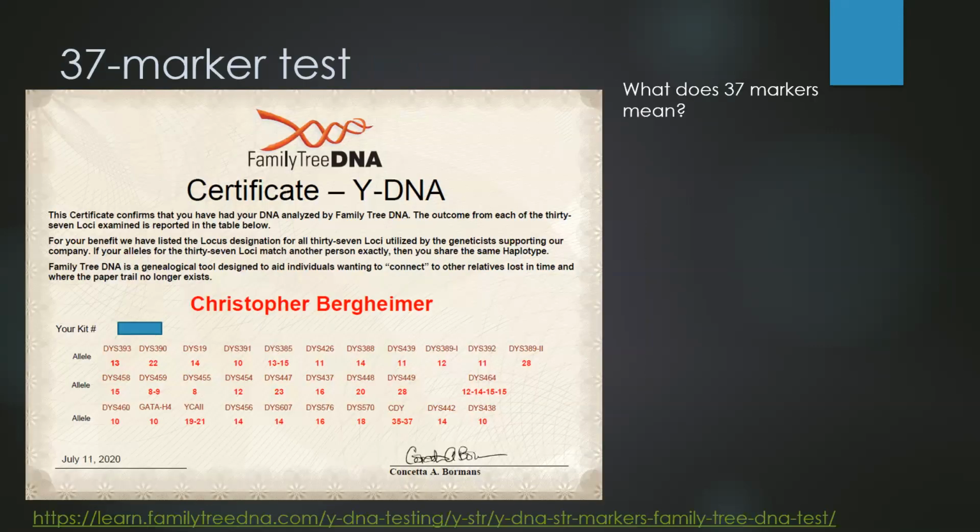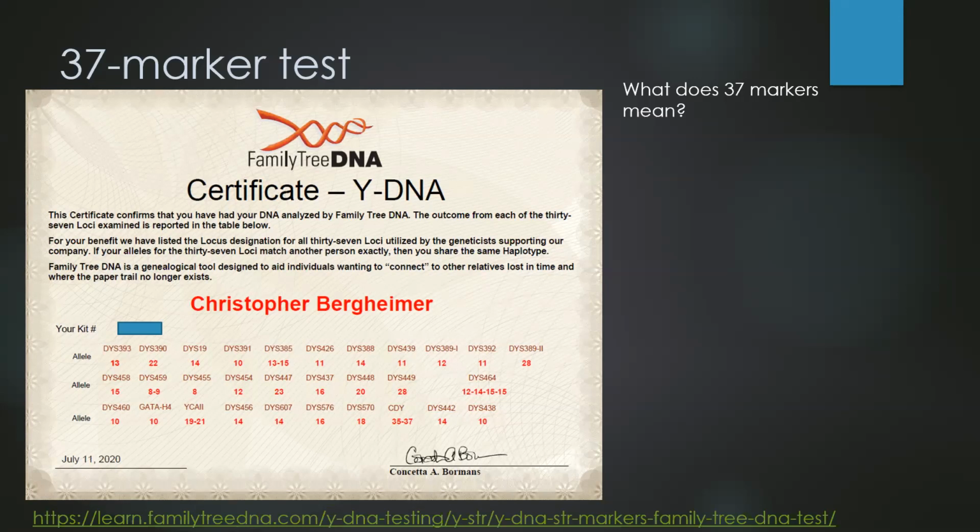So this is what the certificates look like. I just have a blow up here of the STR certificate. So this starts with DYS 393, and my husband's value is 13 repeats. And then there's a DYS 390, and his DYS 390 has 22 repeats. And then you might notice that further across, DYS 385 has 13 and 15. It doesn't mean 13 to 15, which is the way that I thought it was when I first looked at it. 13 is one of the values and 15 is the other value.